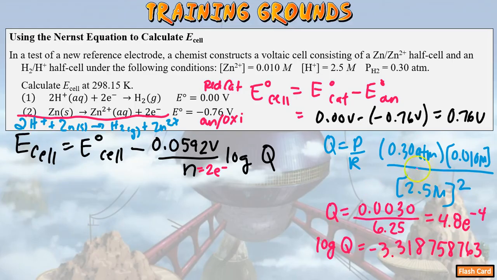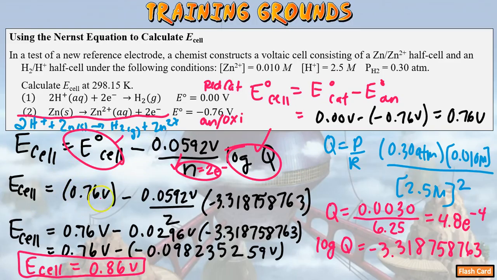All right, so when I multiply my numerator, I get 0.0030. When I take my 2.5 and square it, I get 6.25. When I divide these two numbers, I get 4.8 times 10 to the negative 4. Now I'm going to go further because I know I have to take the log of Q. So I'm going to take the log of this 4.8 times 10 to the negative 4, and I get negative 3.318758763. Now I have this entire value, this value, and now this value. All that's left to do is start plugging everything in.